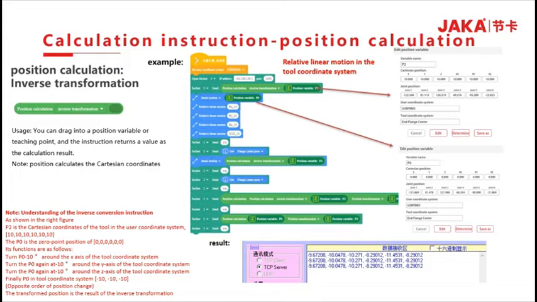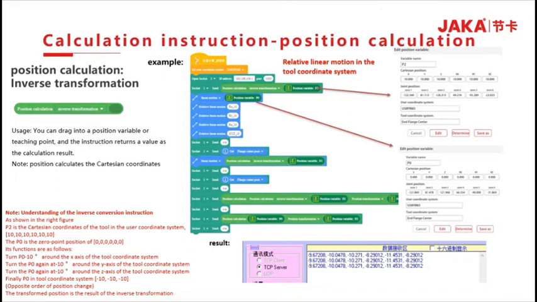An understanding of the inverse transformation instruction is shown in the example on the right. P2 is the Cartesian coordinate of the tool in the user coordinate system. Its coordinates are 6 tens, P0 is the zero position, its coordinates are 6 zeros. Its function is to first rotate P0 around the x-axis of the tool coordinate system by -10 degrees, then rotate P0 around the y-axis of the tool coordinate system by -10 degrees.